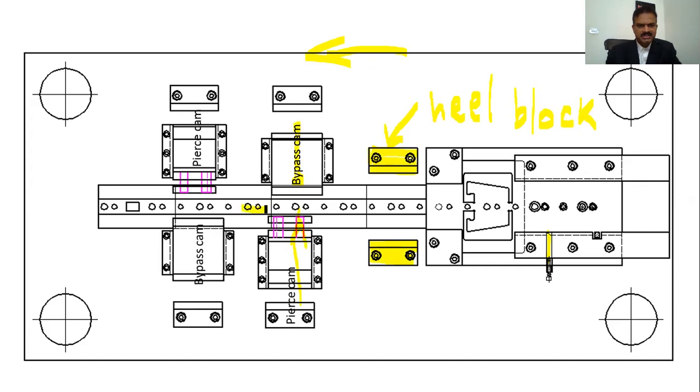Leave an idle station here. Again, move it forward, and the bypass cam will go on to the other side. Another bypass cam will be arranged from this side to support the flange which has already been cut, and pierce from the opposite. And finally, this is the cut-off die profile, and the part will fall down.